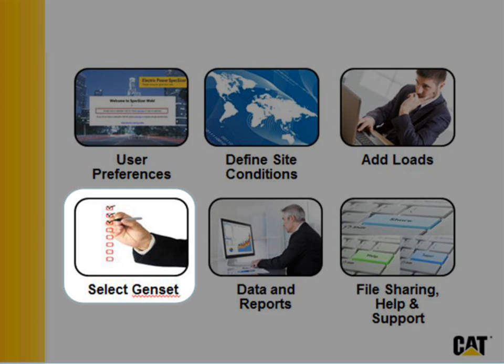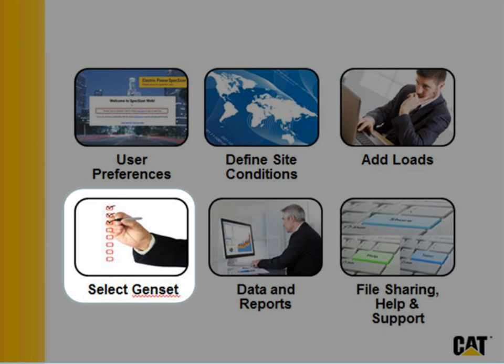Okay, what have we talked about here? We've talked about user preferences, the default settings for site conditions. We've talked about the two sections in site conditions, general settings and project-specific settings. And we talked about adding your loads and sequencing your loads. I talked about how important it is not to size all your loads in just one single load step. It'll oversize your genset. And I talked about how important it is to look at how your loads are sequenced with respect to frequency dip, voltage dip, tolerance.